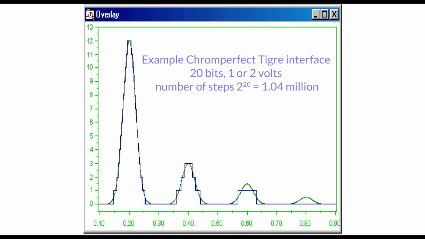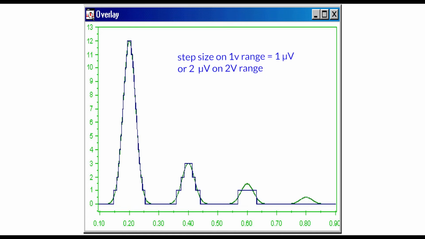For example, the resolution of a particular device, such as the Chromperfect Tegra interface, might be 20 bits, and the full range may be 1 or 2 volts. The number of steps is 2 to the power 20, or 1.04 million. So the step size is about 1 microvolt on the 1 volt range, and 2 microvolts on the 2 volt range. The resolution determines the smallest peak height that may be accurately quantified.